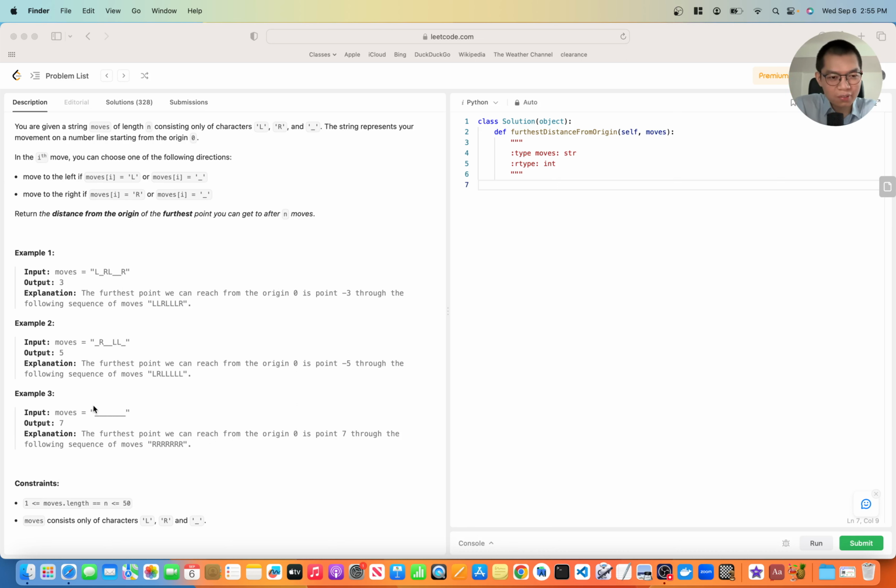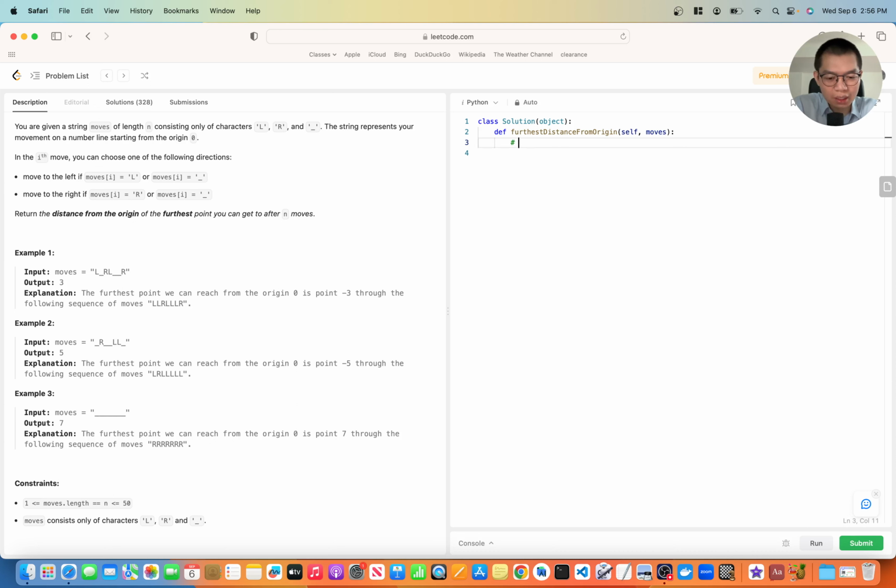Right here, they just give you a bunch of underscores, and so at this point, it really doesn't matter if you move to the left or the right. Either could be the answer, and so the answer is 7, regardless if it's left or right. This is not a hard problem, so let's try to solve it.